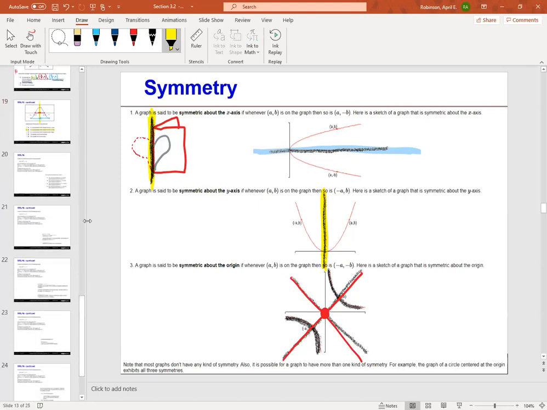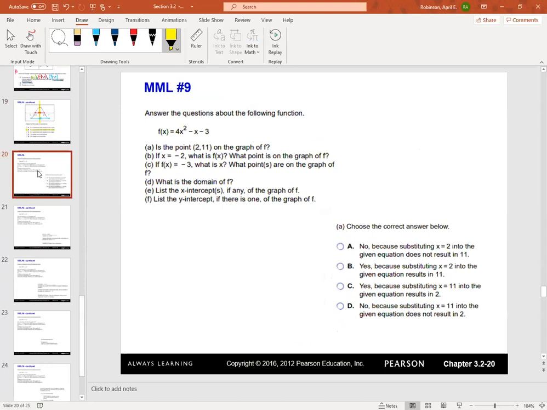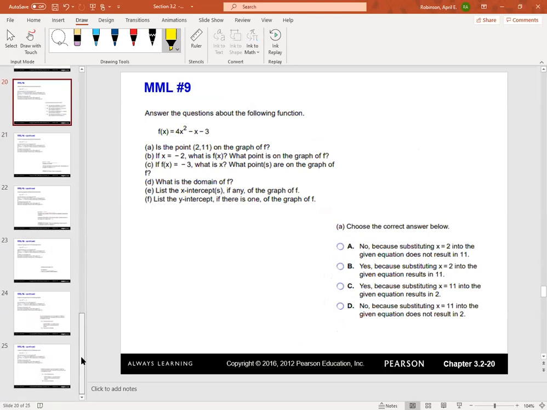All right, so what do I got here? Next. Answer the questions about the following function. And this is my last example, but there's 1, 2, 3, 4, 5. You can see it. They want you to answer parts A, B, C, D, E, and F. So I got 6 slides altogether.